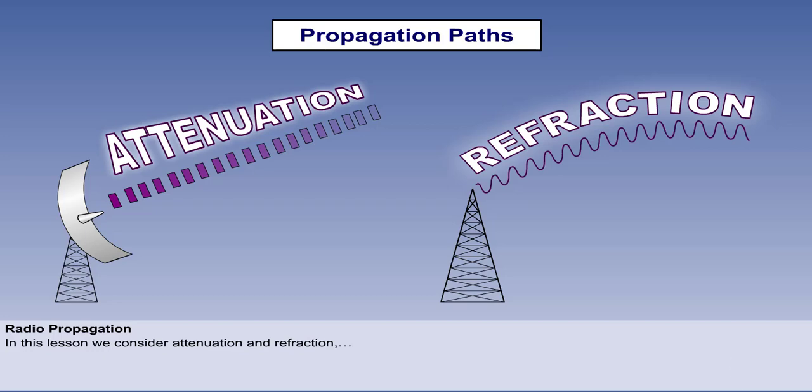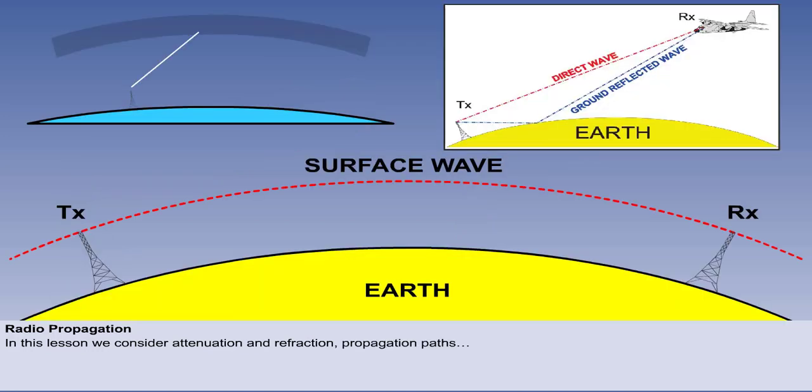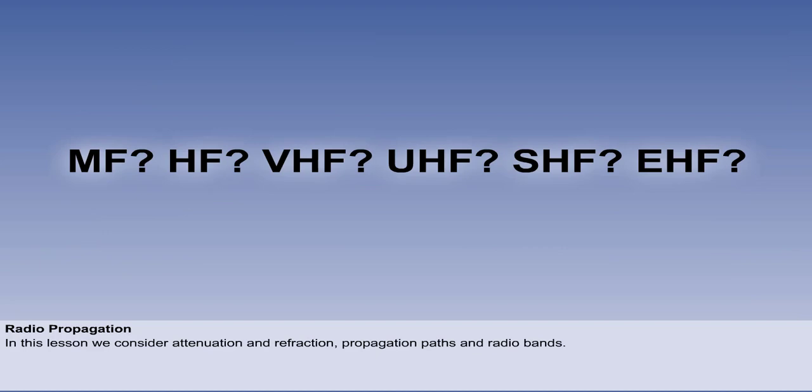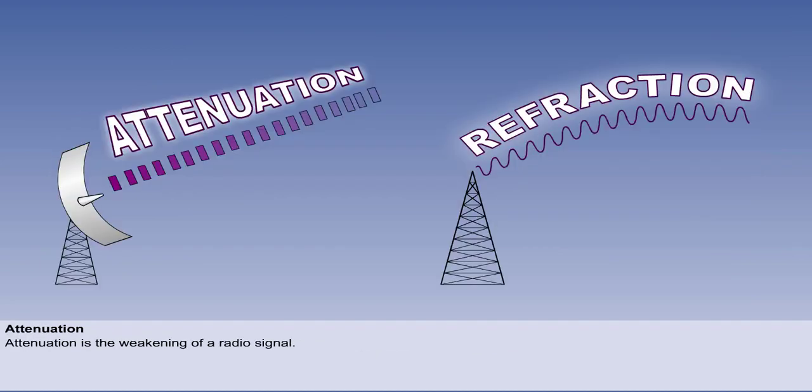In this lesson, we will consider the factors which reduce the effectiveness of the transmission of radio waves, the various paths along which radio waves travel from the transmitter to the receiver, called propagation paths, and the different frequency bands and their uses. First of all, let us consider the factors which affect the propagation of radio waves.